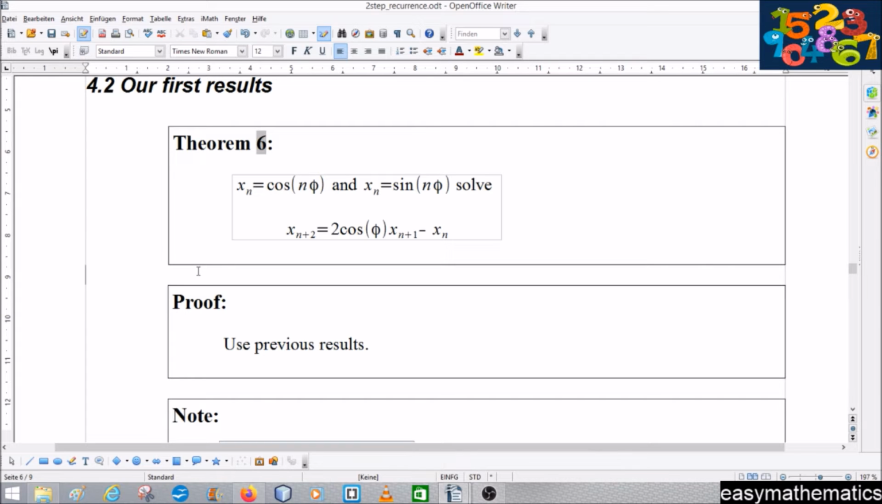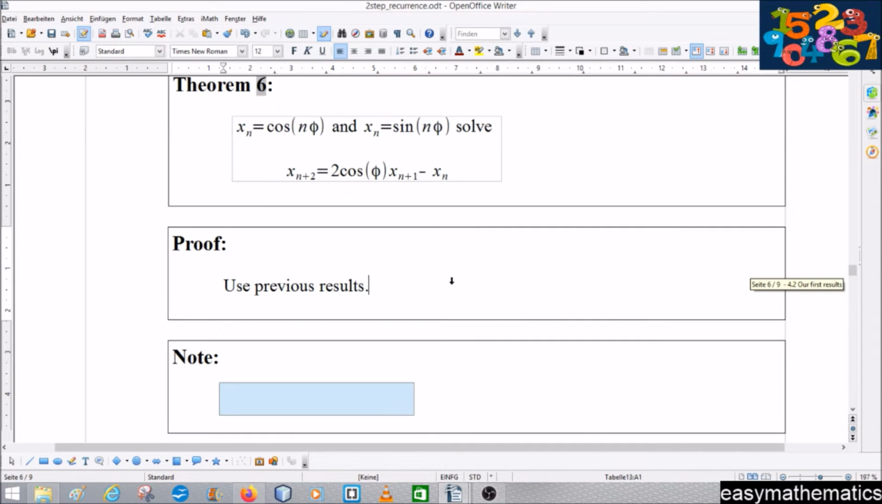Alright, so our experiment shows that, and if you do this a little bit more carefully, we see that the sequence cosine n phi and the sequence sine n phi solve the recurrence relation x of n plus 2 is 2 times cosine phi times x of n plus 1 minus x of n. And the proof is, we use the previous results we discussed a couple of minutes ago. If you like, you can plug that in and see that this is satisfied.